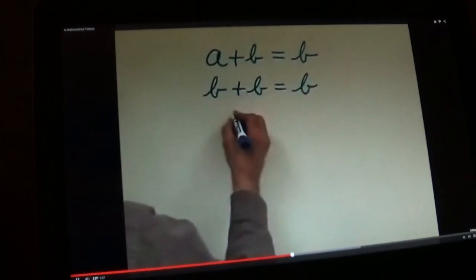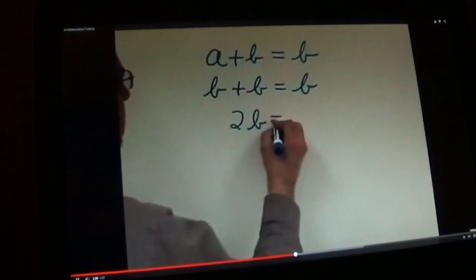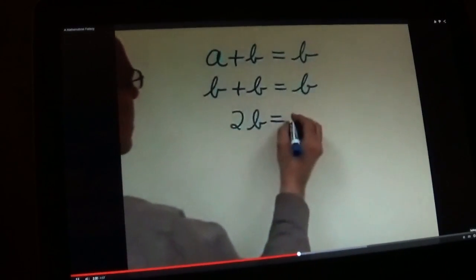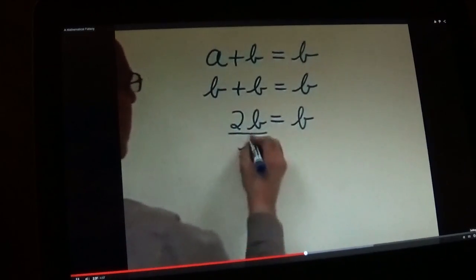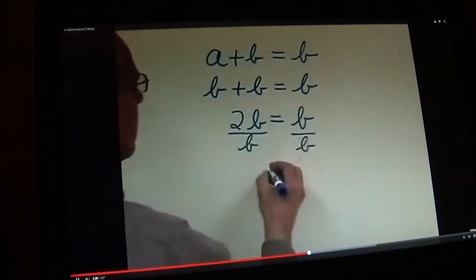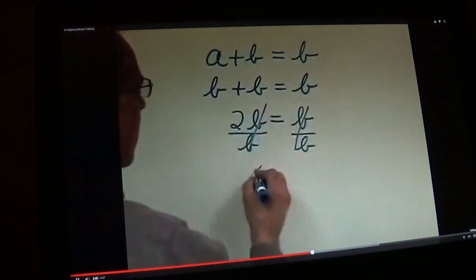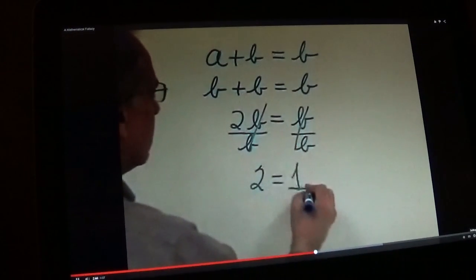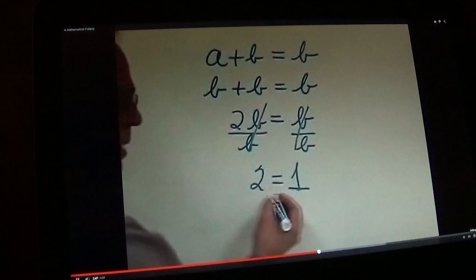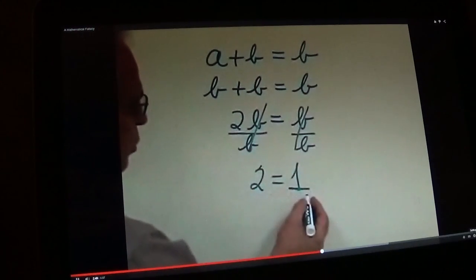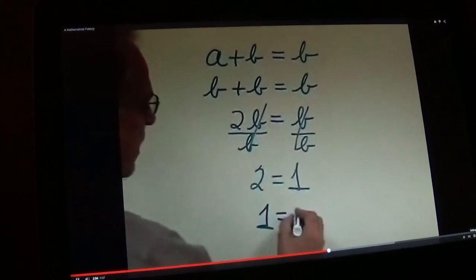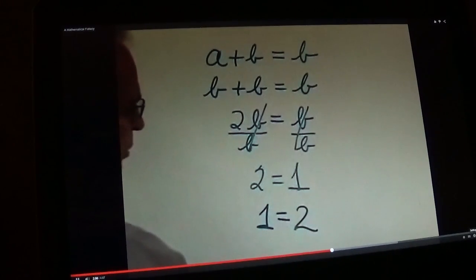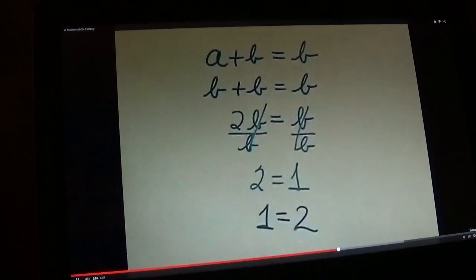1B plus 1B is 2B. So on the left side of the equation, I have 2B, and on the right side, B. If I divide each side by B, I get 2 equals 1. Since we have 2 equals 1, these sides can be interchanged, and that means that 1 equals 2. Something is very wrong. Can you find the fallacy?